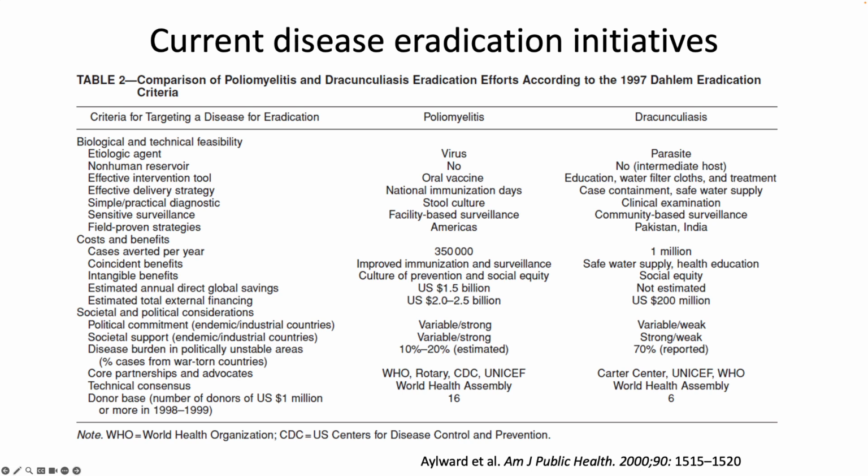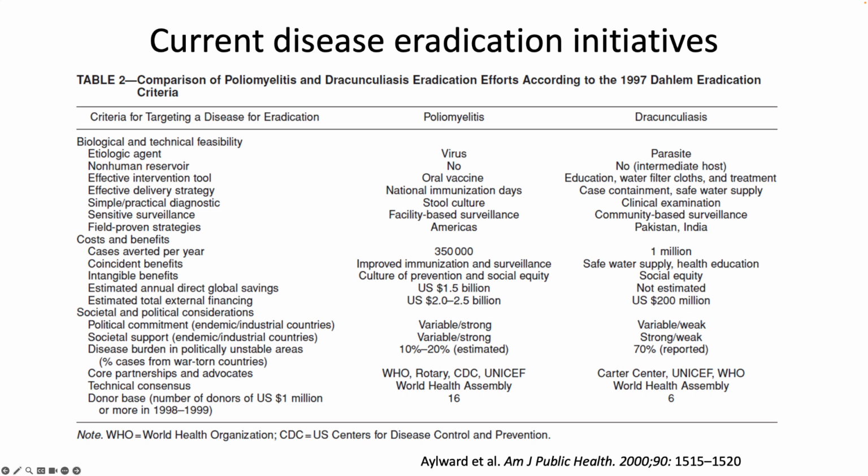Now, those were examples of past disease eradication initiatives, but there are 2 disease eradication initiatives that are currently underway around the world. One is for polio, and the other one is for dracunculiasis, or guinea worm, which we're going to explore in detail as part of this example. In the Aylward paper, they provided details on some of the key disease eradication criteria in Table 2, shown here, and you can see how they compare for these 2 initiatives. Of course, one is a virus and one is a parasite, and they each meet various other criteria.